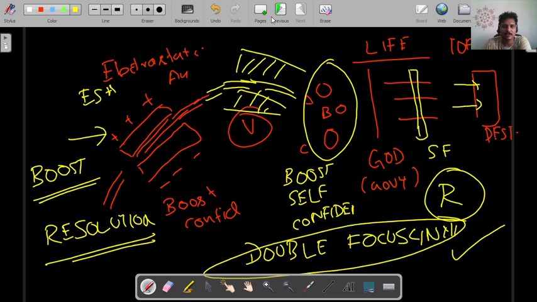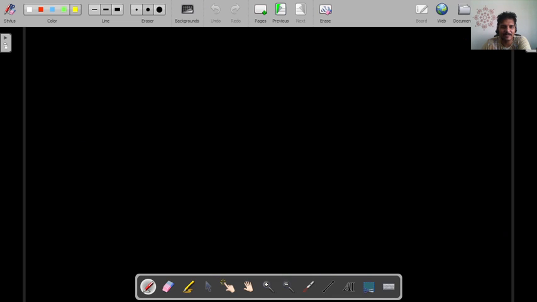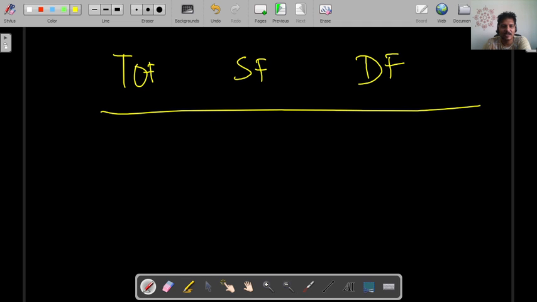The next method we'll see later. As of now we have seen three methods: time of flight, single focusing, and double focusing. In time of flight, you push all the ions based on their mass. The least mass will reach fast, the heavier mass will take more time.